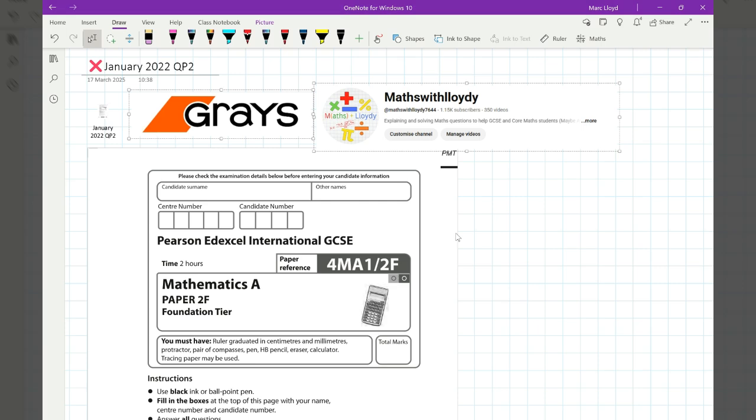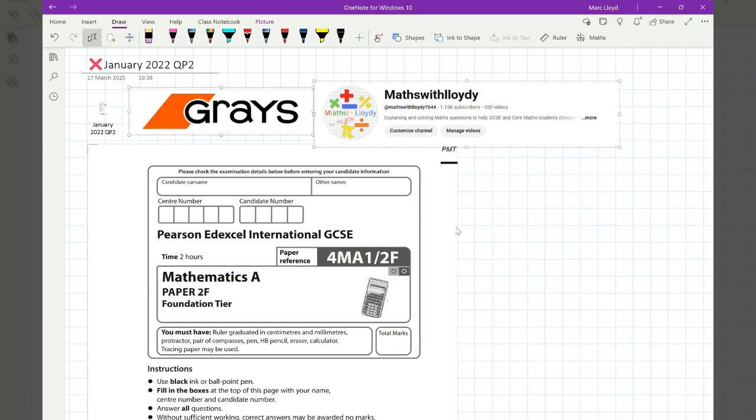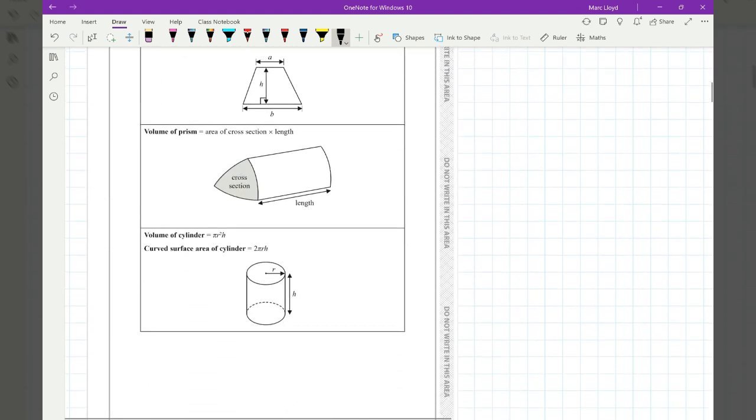Hello, welcome to the January 2022 paper 2. This one is not regional. And I think this is a tough paper. So if you've worked through this and you're using this to mark it, yeah, it's a tough paper.